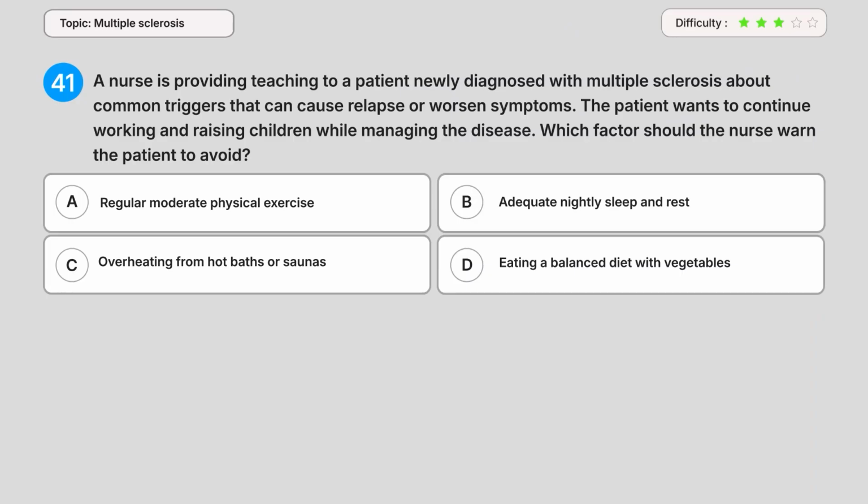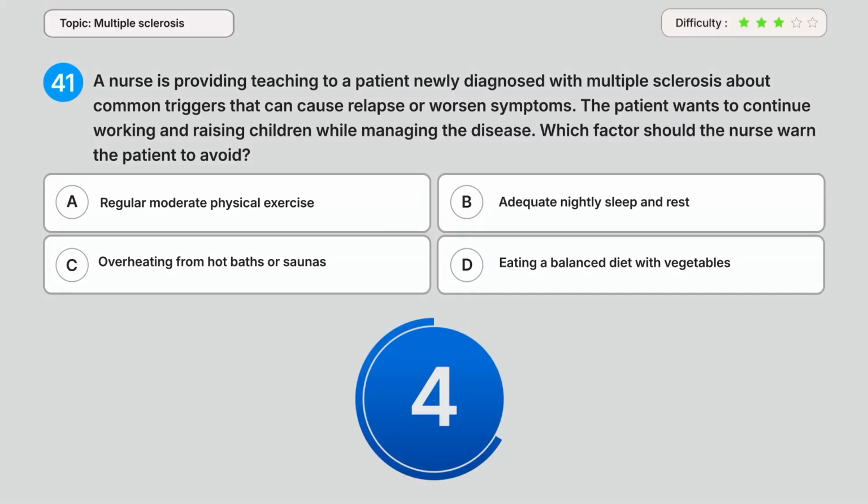A. Regular, moderate physical exercise. B. Adequate, nightly sleep and rest. C. Overheating from hot baths or saunas. D. Eating a balanced diet with vegetables. Can you guess the answer?